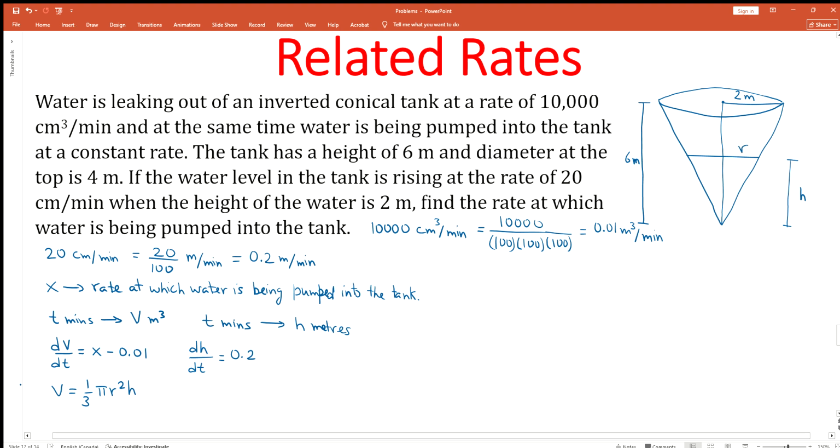In order to use the volume formula, we have to do substitution for r in this volume formula because we are not given the value of dr over dt, we are given the value of dh over dt. So we want to write this volume formula only in terms of variable h. For that, we will use our diagram to find an equation for r in terms of h. We have to use concepts of similar triangles to find r in terms of h.